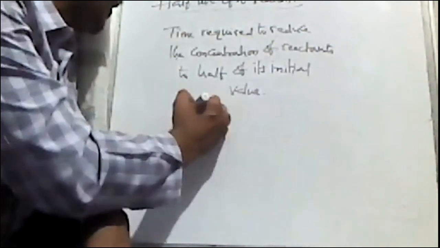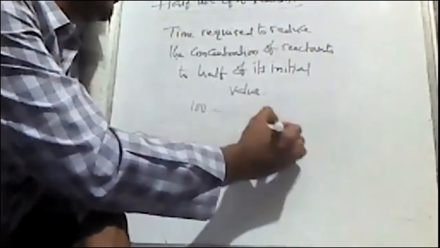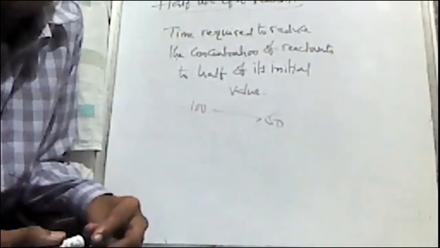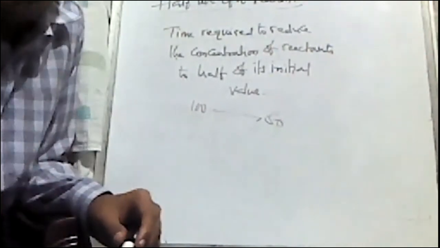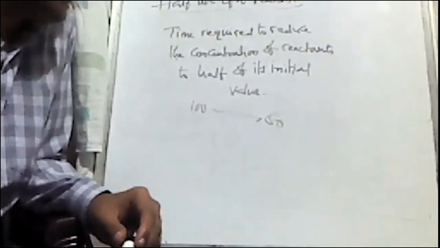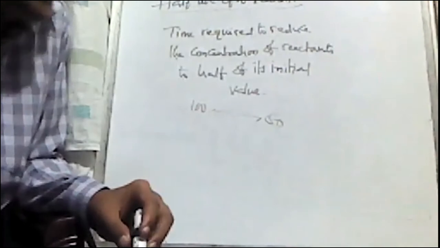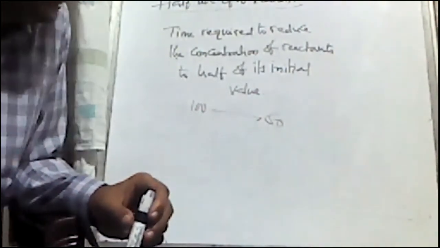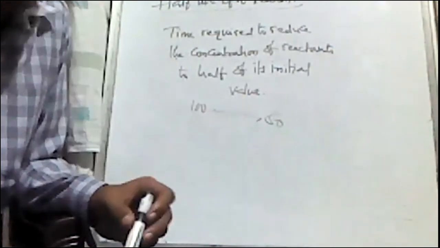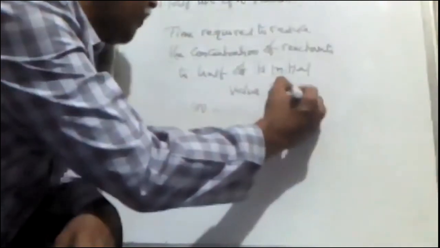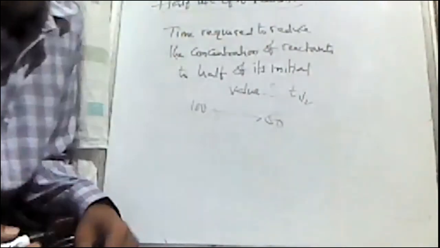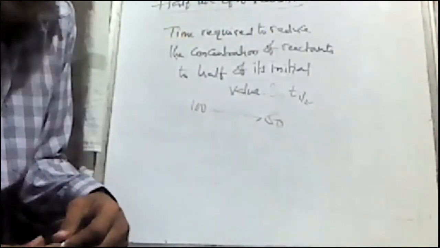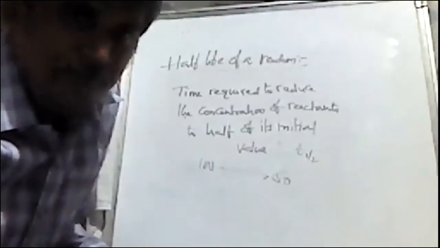Suppose initially 100 is there. To reduce to 50, how much time is required? That time we call the half-life period. Half-life time or half-life period is the time required to reduce the concentration of reactants to half of its initial value, and is denoted by T half.